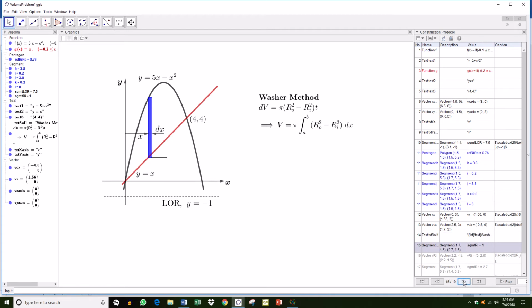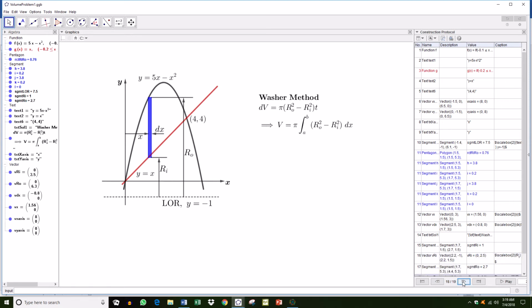R sub I is the distance from the line of revolution to the closest point on the rectangle. So that's why I drew this line segment, because this is R sub I. Line of revolution to the closest point on the rectangle. And the line of revolution to the farthest point on the rectangle, which is that one. And that distance from the line of revolution to that point is R sub O.